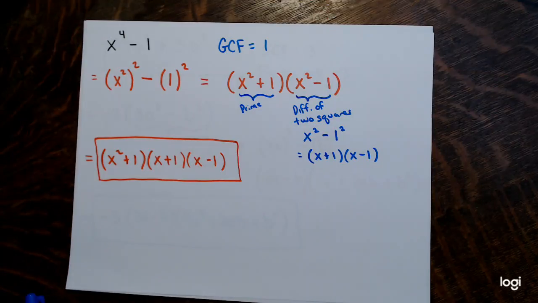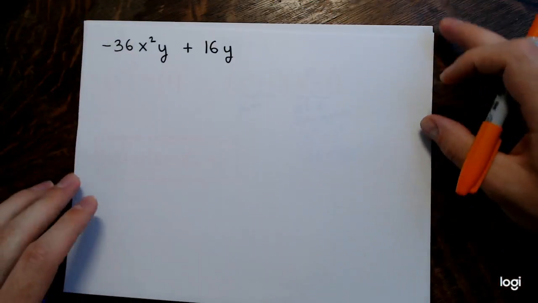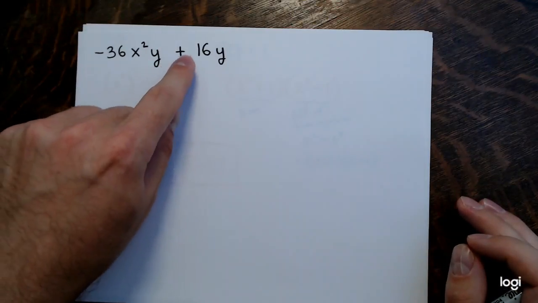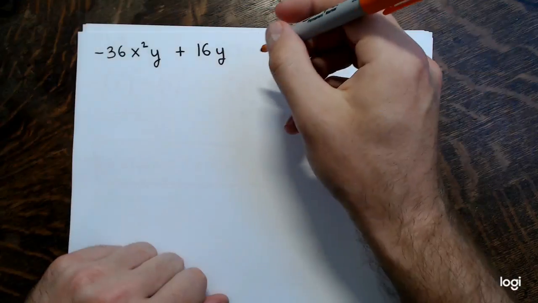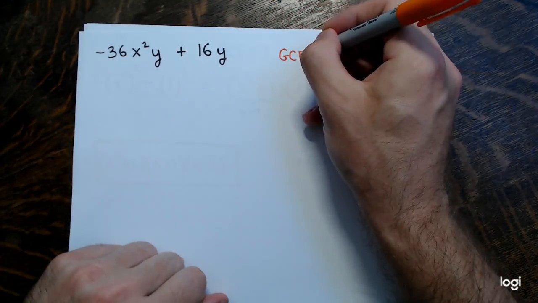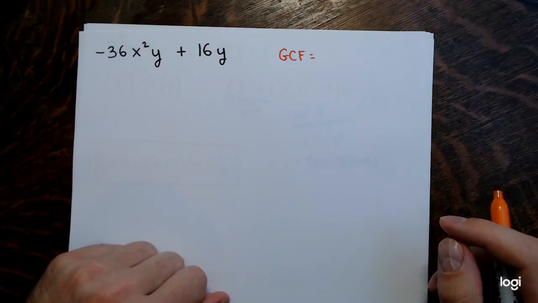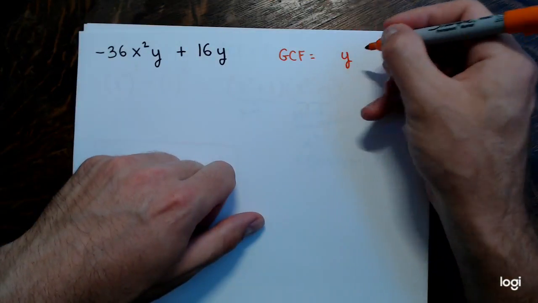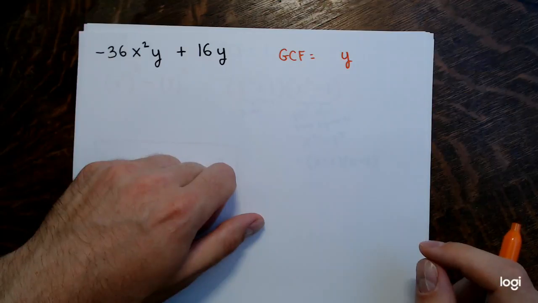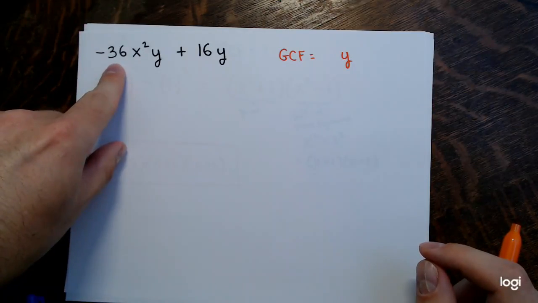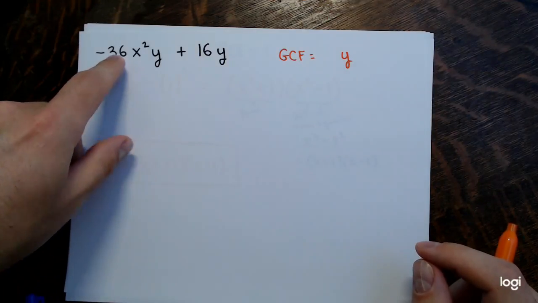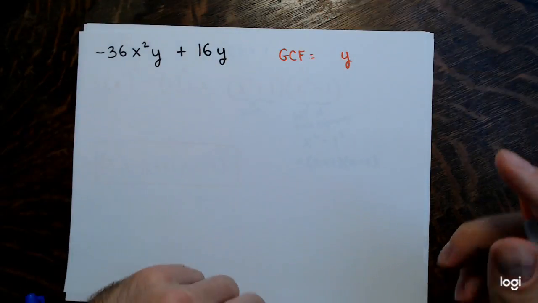Great. All right. So I have another example here where we have a polynomial with two terms. Negative 36x squared y plus 16y. All right, so this time, again, as with every time, I look for the greatest common factor first. Now, they both have a y in it, right? So the greatest common factor will have a y to the first. And 4, right? The 4 goes into 36, as 4 times 9, and into 16, as 4 times 4. And that's the largest number that goes into those coefficients.